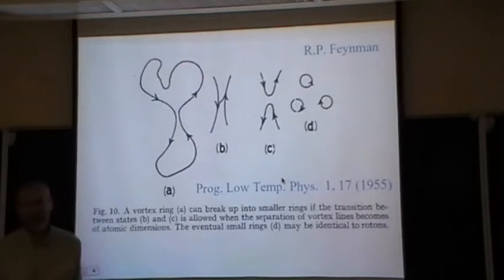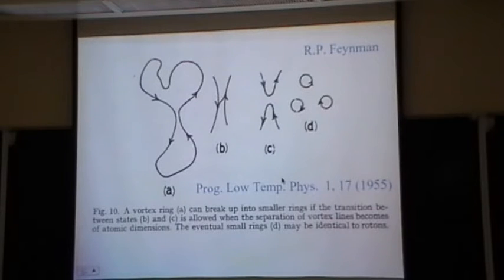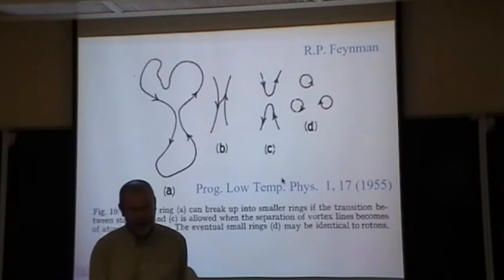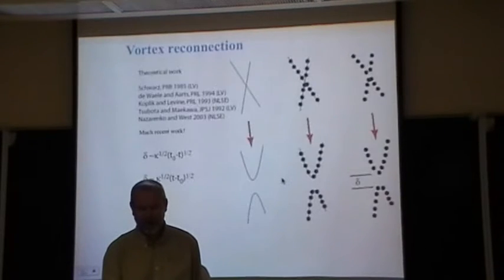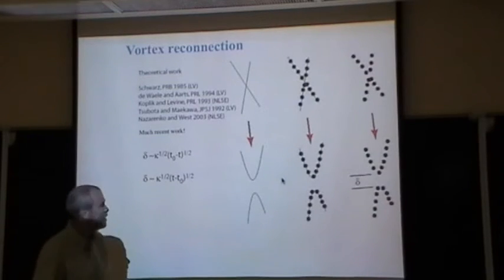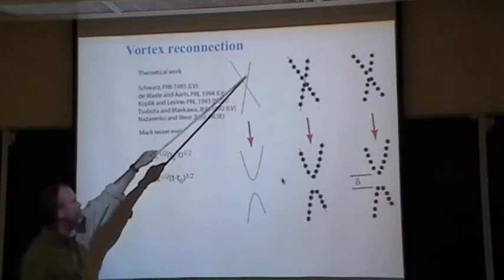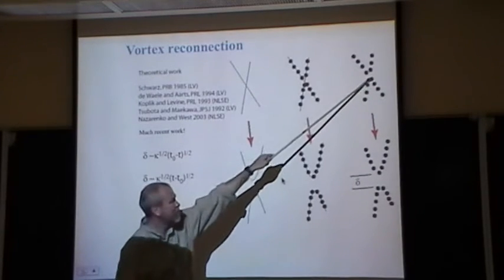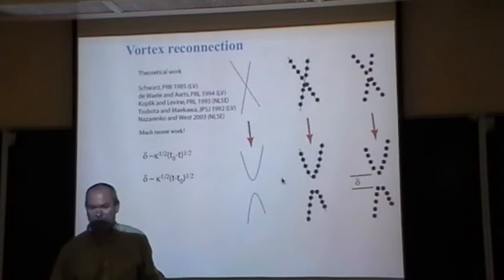So Feynman in 1955 predicted that quantized vortices could reconnect, exchange tails. Well, he didn't use the word reconnection, but he said basically if the process from B to C is allowed, then you can dissipate vortex length more readily. It was thought that this was possible, and a lot of theoretical work was done on it. Now in our case, we can't see the vortex cores. We have trapped particles on them. So at best, we might see something like this.